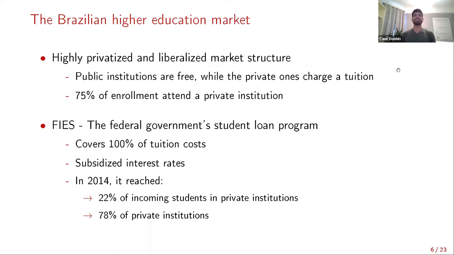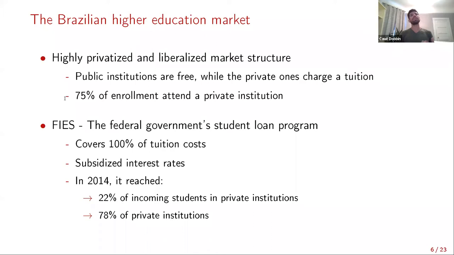75% of the enrollment in Brazil attends a private institution. Compared to the US, it's the opposite: in the US, only 25% attend a private institution. So it's much more privatized. And while the public institutions are free, the private ones charge tuition. So it's a really separate system, in which 25% of people can go to public institutions for free, and 75% have to pay and go to a private institution.